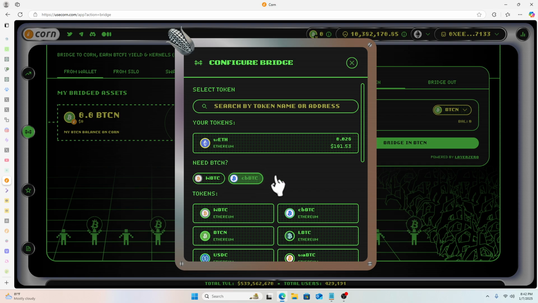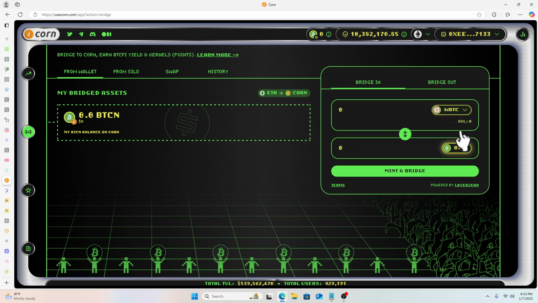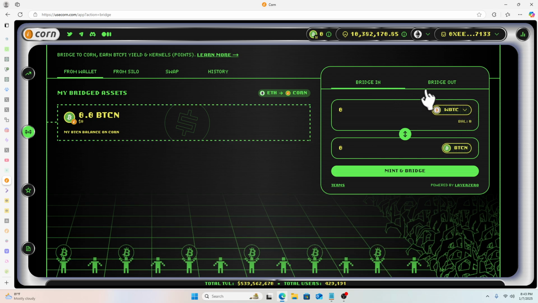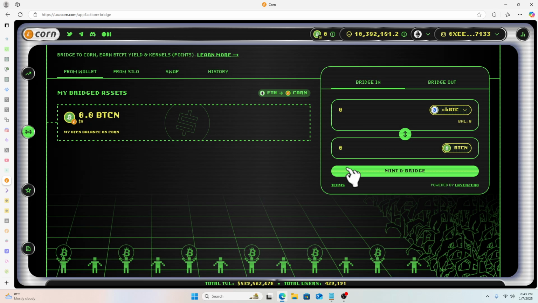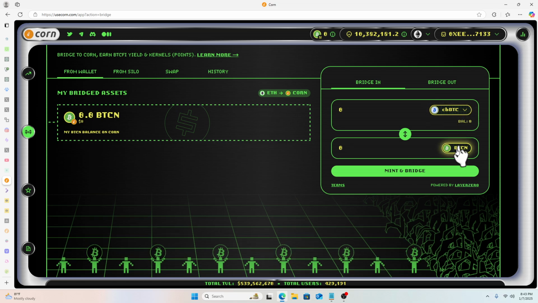Oh, wow. So the best approach would have been wrapped BTC or CBTC. That would have been the better approach. This approach is not feasible because you will still need to go through it to get BTC-N for gas. So if I was to bridge wrapped BTC, I'll be getting BTC-N. If I was to bridge CBTC, also on the Ethereum chain, I'll be getting BTC-N.